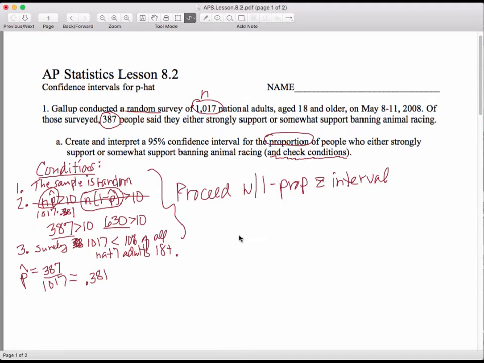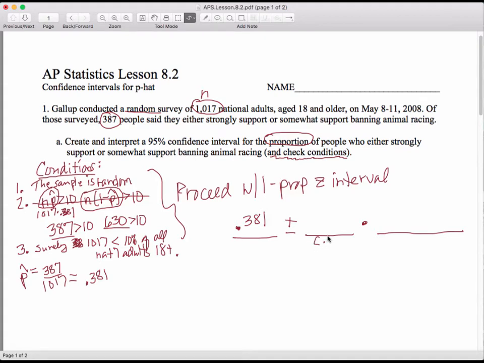So if you remember, to build this thing, we have to have something plus or minus something times something. All confidence intervals look like that. The first thing is our statistic. Our statistic is the sample proportion. We already calculated that. It's 0.381. Plus or minus the critical value.